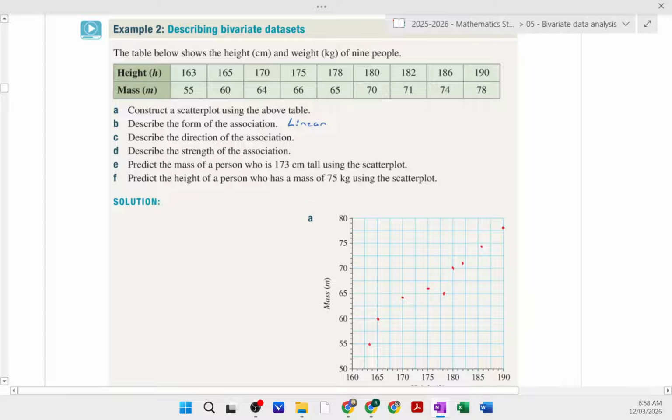The next one, we want to describe the direction. So is it positive or is it negative? This is positive. That should be fairly obvious.